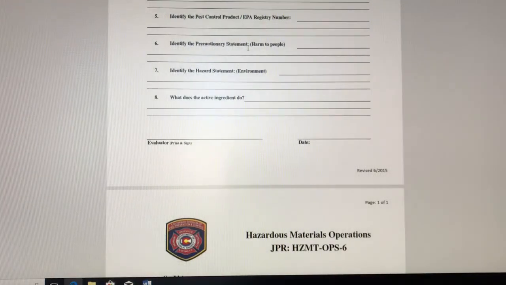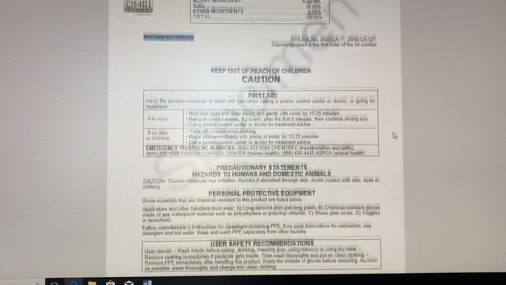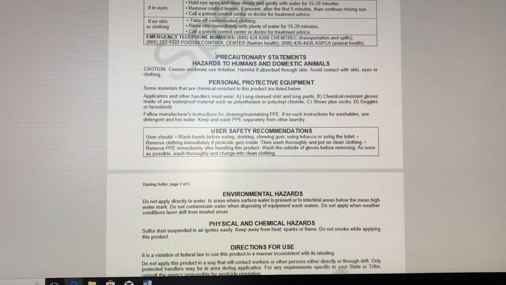Identify the precautionary statement. So we're looking for things related to harm to people in this case. Here in bold print, it's listed for us very simply, precautionary statement. In this case, that statement is hazards to humans and domestic animals. I would go as far as to list all of this. Caution causes moderate eye irritation and so on. But the precautionary statement, identified by the bold print, is hazards to humans and domestic animals.